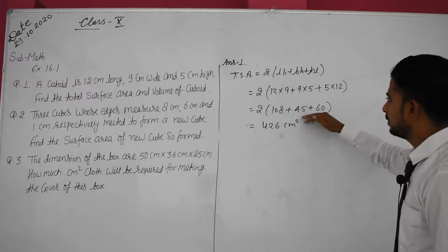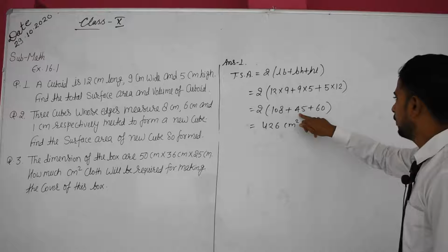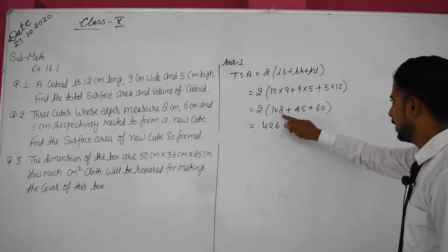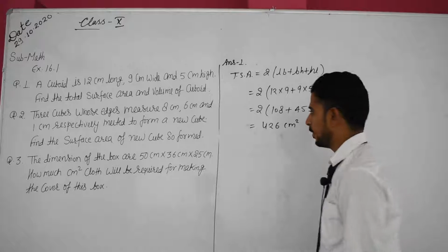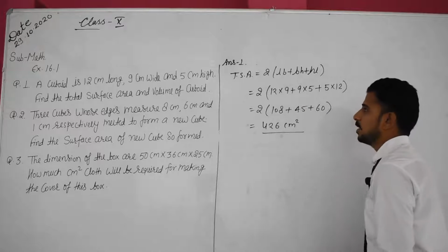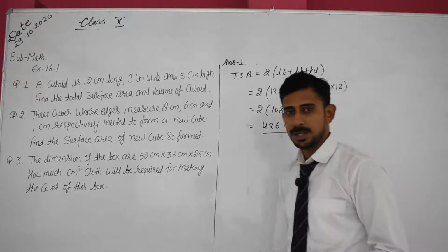You can solve again: 108 plus 45 plus 60 is 213. Double of 213 is 426 square centimeter, the total surface area of the cuboid.